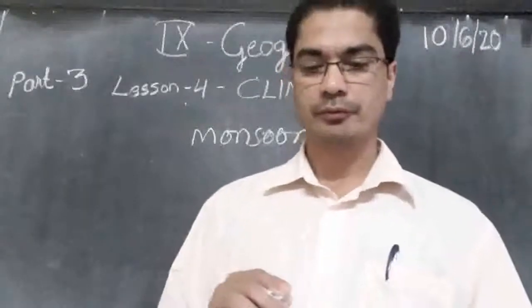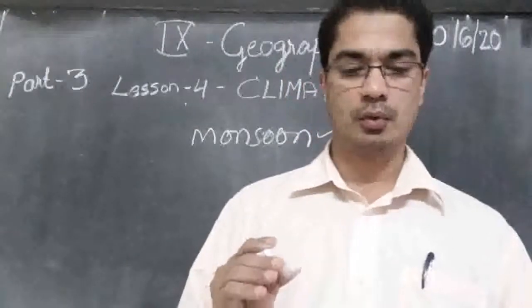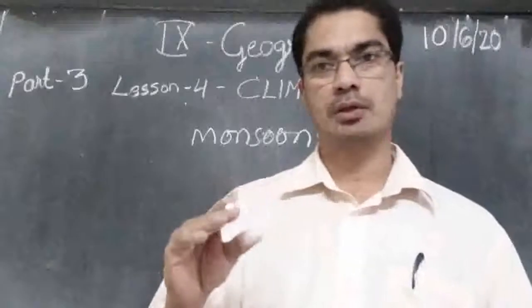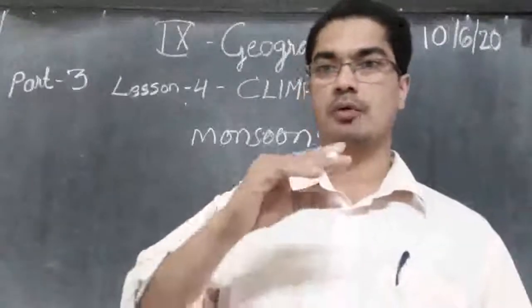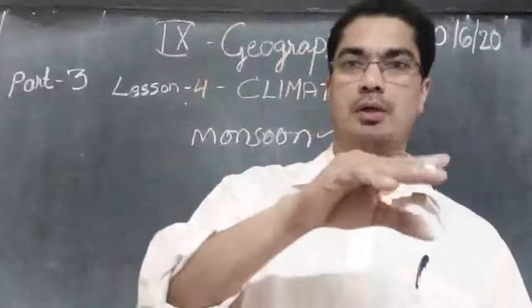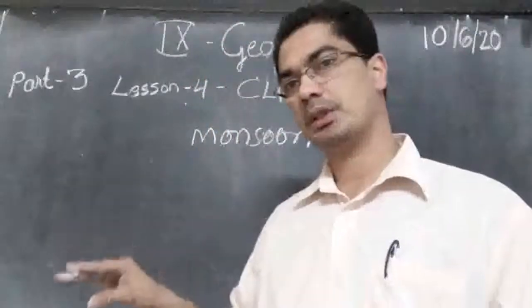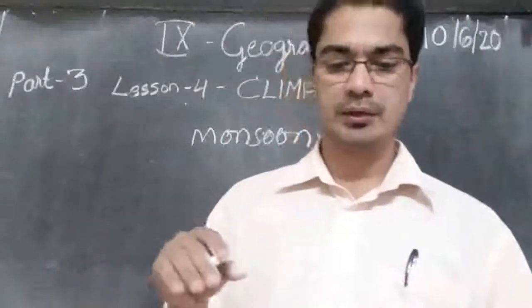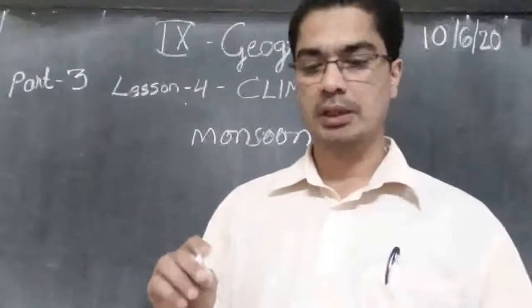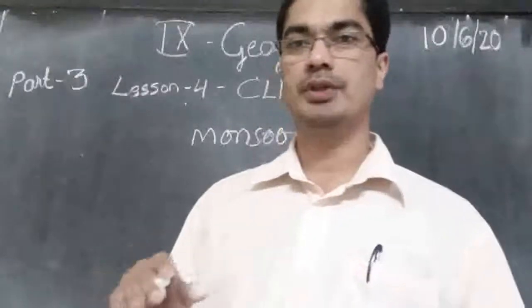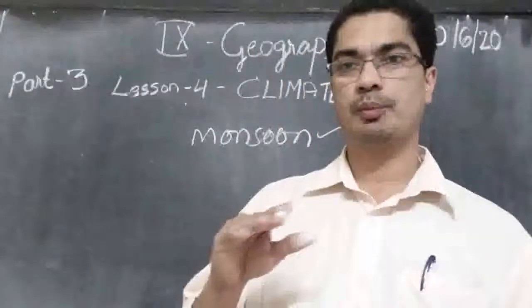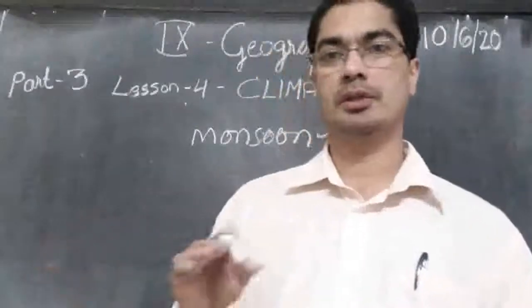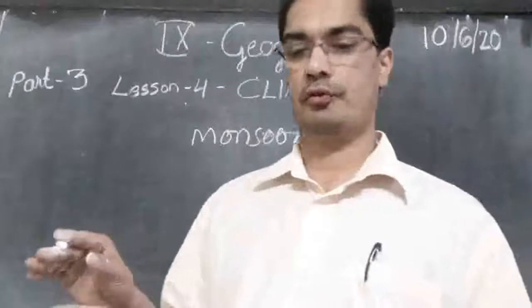First of all, the differential heating and cooling of the land and water. The land becomes hot slowly, but the water becomes hot very fast. Therefore, from the sea, the wind is blowing towards the land. That is one reason for this wind. The second one is the shift of the position of the Intertropical Convergence Zone, which is over the Ganga plain. That convergence zone is shifted, and that also causes the flow of wind.